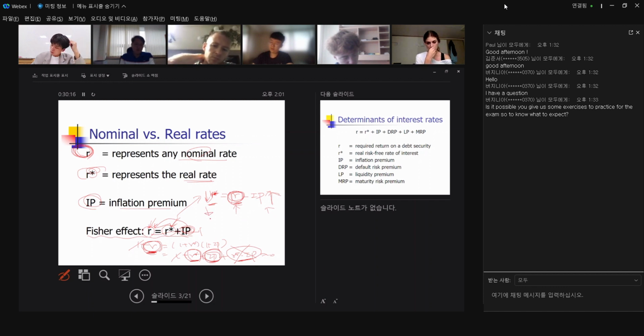Okay, let me see again. If you want to keep the real interest rate, then nominal interest rate should increase as much as inflation premium. Otherwise, the real interest rate decreases.